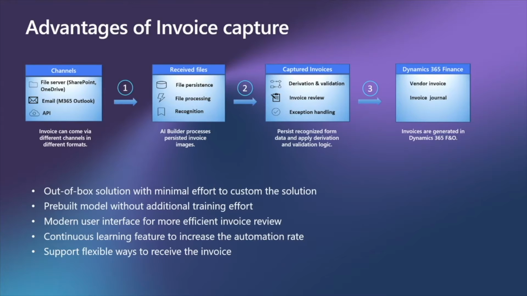As I mentioned, we're also offering a nice UI for the AP clerk to efficiently review and correct the invoice. In invoice capture processing, we're offering some continuous learning features. This learning feature can remember the last correction you made for determining the entity values. Once the second invoice comes, this entity value will be automatically derived. So it will increase the overall touchless rate of invoice processing on the invoice capture side.